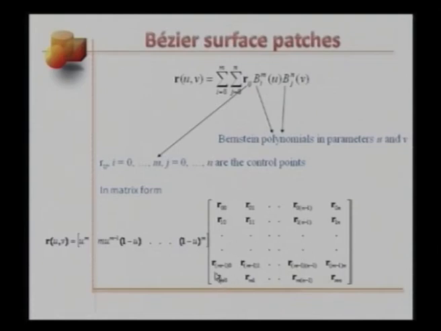and so on until we consider the last but one row with entries R m minus 1 0, R m minus 1 1, R m minus 1 n minus 1, R m minus 1 n, and the entries in the last row will be R m 0, R m 1. The last but one entry in this row is R m n minus 1, and the eventual entry is R m n. And of course, we'll have the corresponding column vector where we place Bernstein polynomials in v.